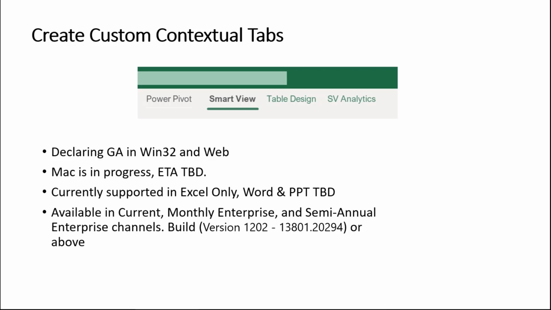So we are declaring GA on Windows and web. We are working very hard to actually get it out on Mac as soon as possible as well. Currently this capability is supported in Excel for the time being, but our plan is to bring that to Word and PowerPoint eventually as well. And then I have written the build number as well, which you can reference. That build is available in the current channel, the monthly enterprise channel, and the semi-annual enterprise channel.